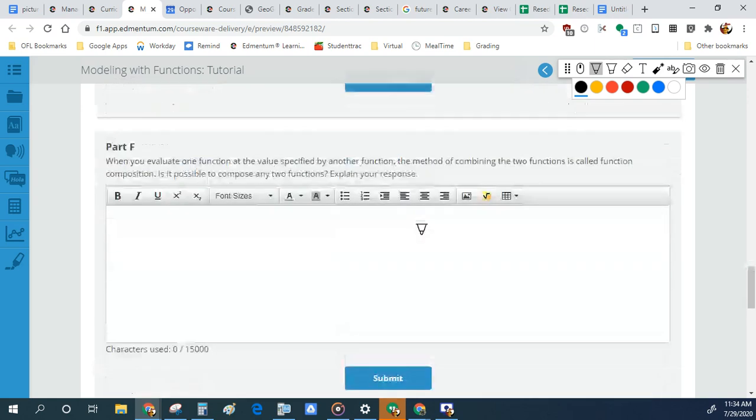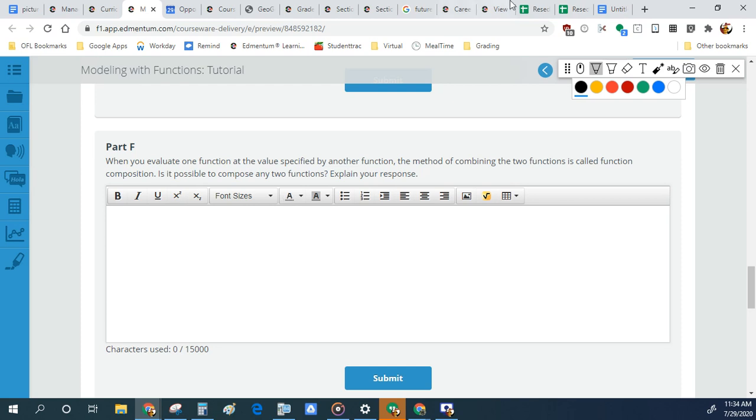All right, so part F. When you evaluate the function and specify combining, it's called function composition. Is it possible to combine two functions? Yes. Explain your response. Yes, because we did it. So what you do is... Okay. Is that literally what you're going to write as your answer? Yeah.